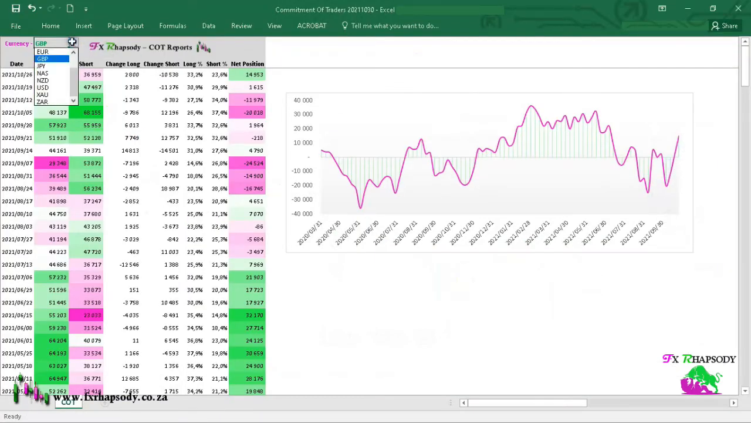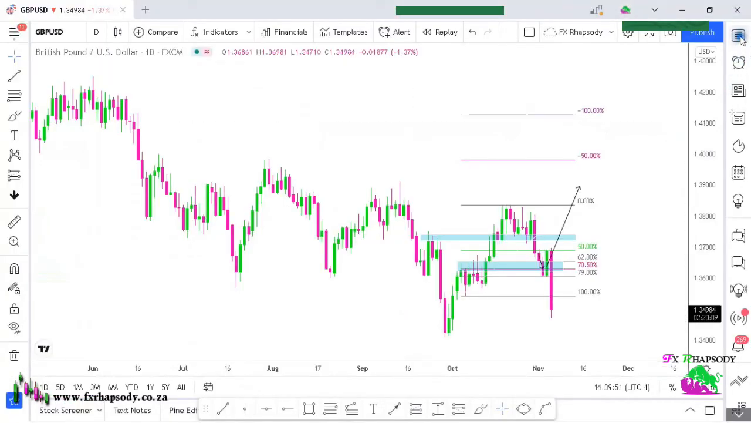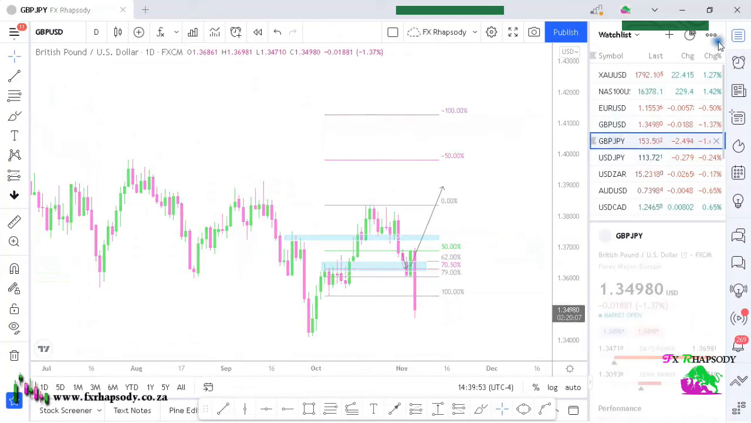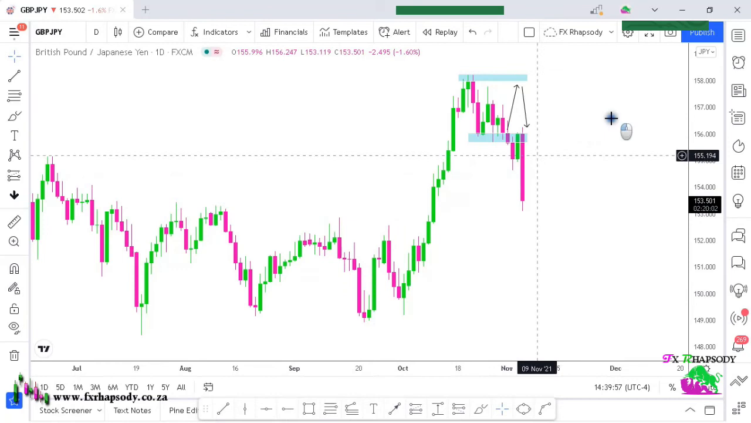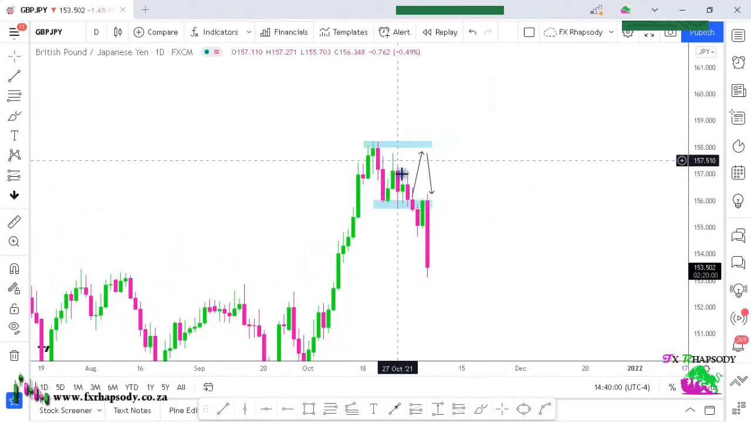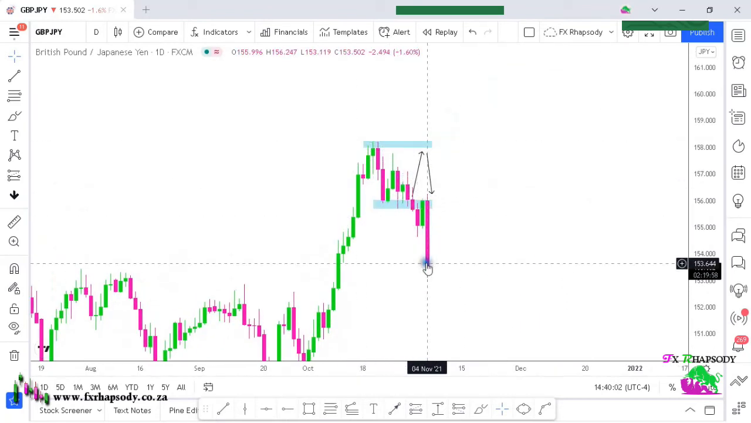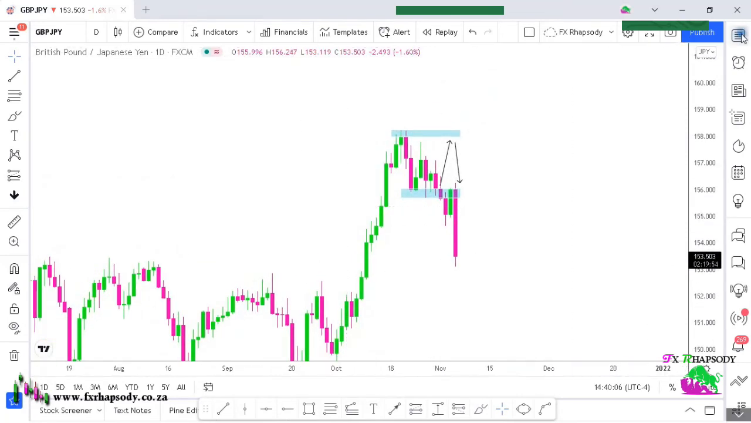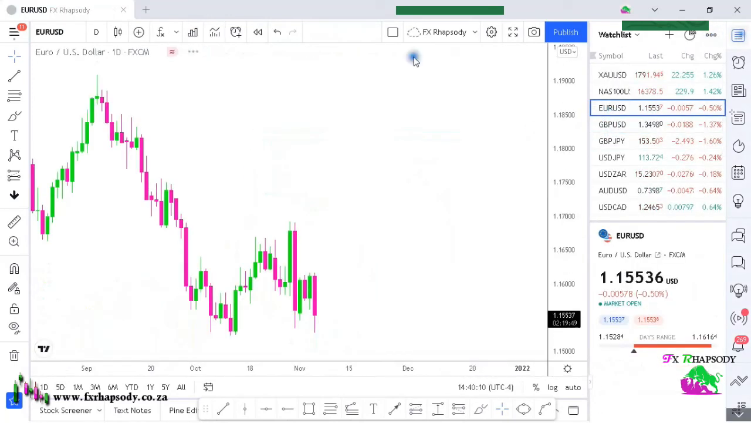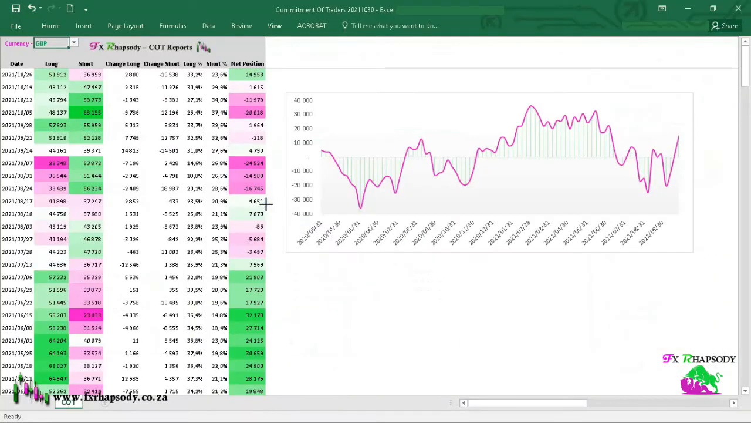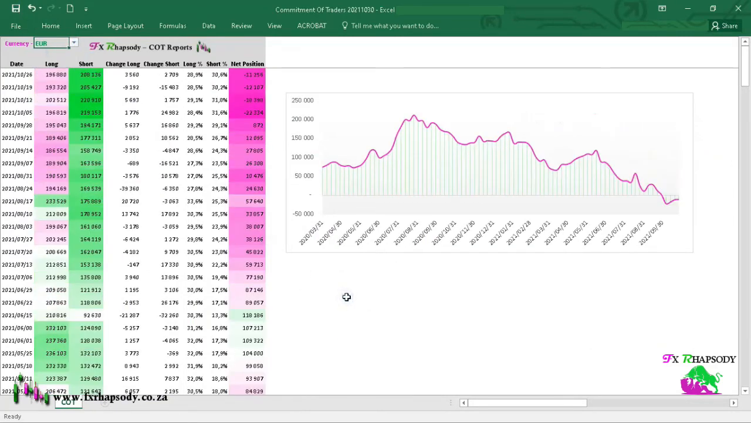So if you look at the British pound versus the Japanese yen, let's go have a look at what happened there. You will see the push to the downside. Do you understand? So basically, always look at the currency pair. Always consider what you're looking at first. I hope you understand what I'm trying to say.